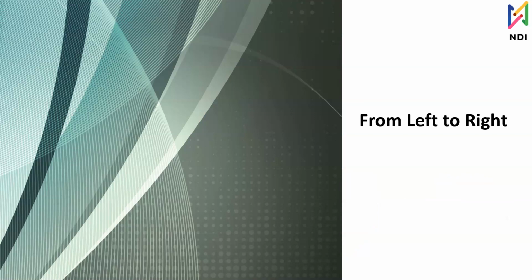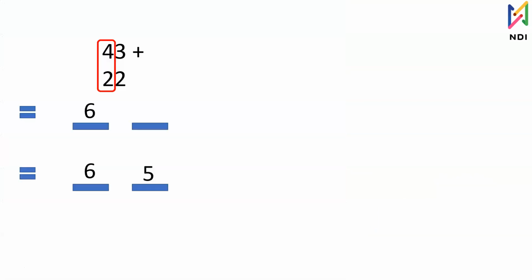So let's see what this left to right is. I told you the traditional way. We are trying to add 43 and 22. The traditional way is you go from right to left. You first add these two numbers, 3 plus 2 is 5, then you add 4 plus 2. But in smart mathematics, you go from left to right. You first add 4 plus 2, and note it as 6, and then you add 3 plus 2, note it as 5, so you have 65.